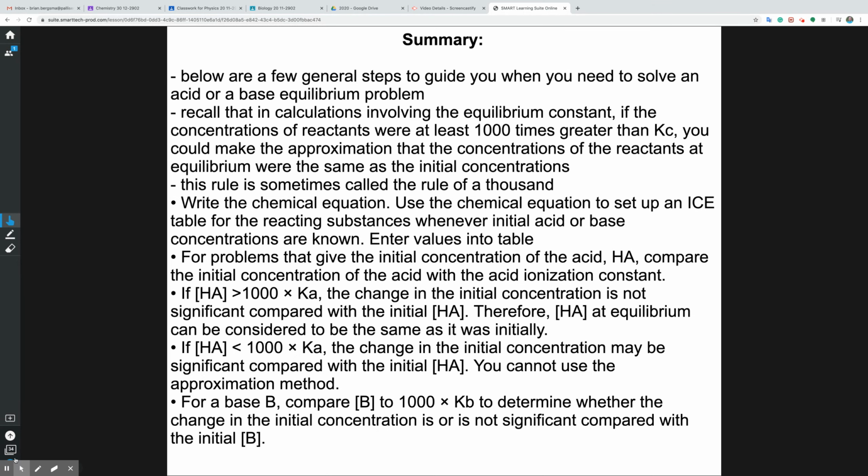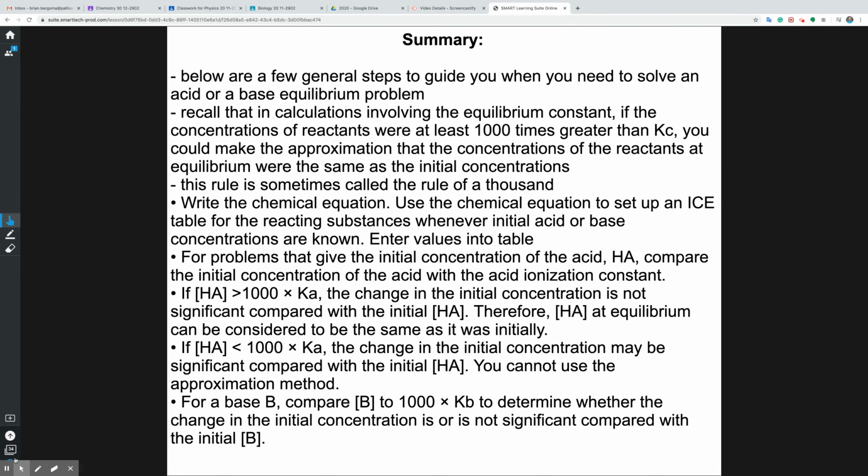So, a kind of summary of what we're doing here. A few general steps guide us when we need to solve for an acid or base equilibrium problem. First, recall that in calculations involving the equilibrium constant, if the concentration of the reactants is at least 1,000 times greater than our equilibrium constant, you can make the approximation that the concentration of the reactants is the same as their initial concentrations. It's called the rule of 1,000, and that makes things a lot easier.